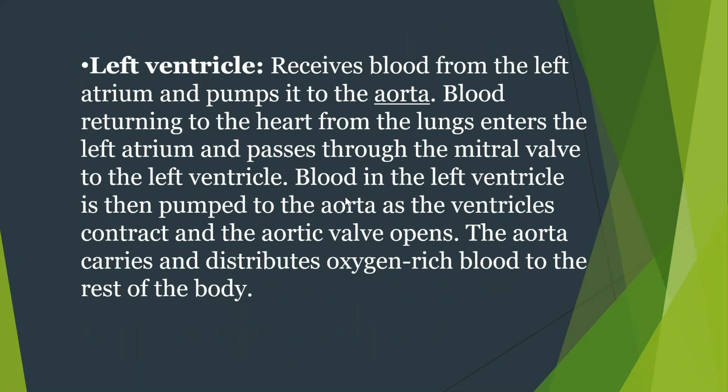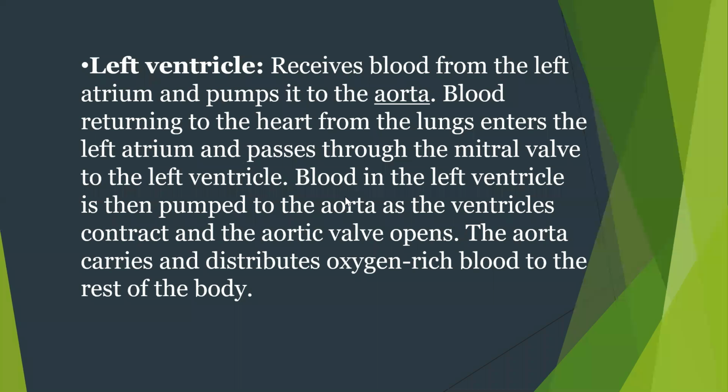Now, next is the left ventricle. It receives the blood from the left atrium, obviously, and pumps it to the aorta. Another artery we have, and this is the aorta. Blood returning to the heart from the lungs enters the left atrium and passes through the mitral valve to the left ventricle, and blood in the left ventricle is then pumped to the aorta as the ventricles contract and the aortic valve opens, and the aorta carries and distributes the oxygen rich blood to the rest of the body.